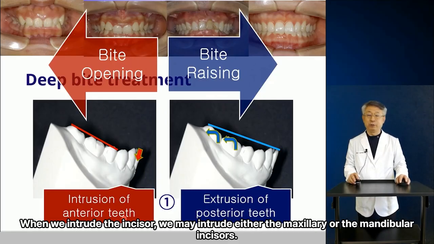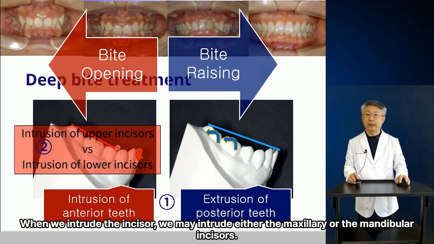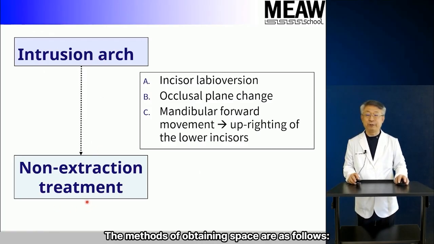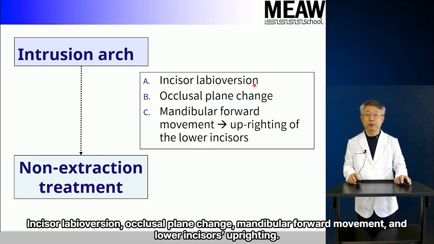When we intrude the incisor, we may intrude either the maxillary or the mandibular incisors. We can use the intrusion arch for non-extraction treatment. The methods of obtaining space are as follows: incisor labioversion, occlusal plane change, mandibular forward movement, and lower incisors uprighting.